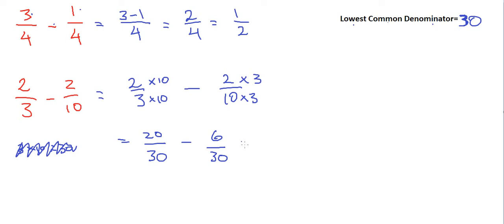Okay, now from here we see the denominators are the same. We write 30 at the bottom, and 20 minus 6 leaves us with 14. So the numerators, we just go 20 minus 6, that equals 14. Now I'm going to leave that for you to simplify and to find the answer.